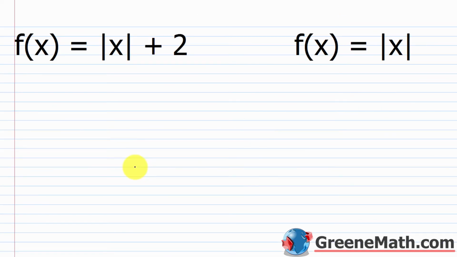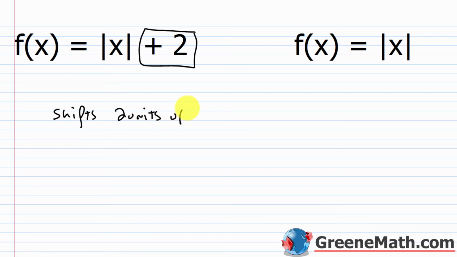So in this next example, we see f of x equals the absolute value of x plus 2. So now I'm adding 2 outside of the absolute value operation. So again, I'm just shifting the graph up by 2 units. So we can say this shifts 2 units up.